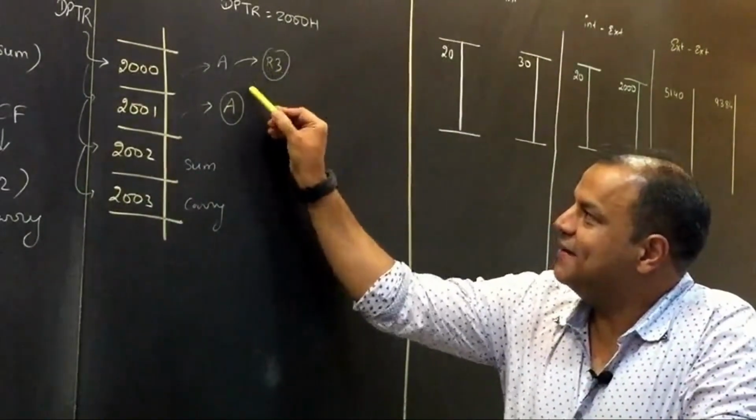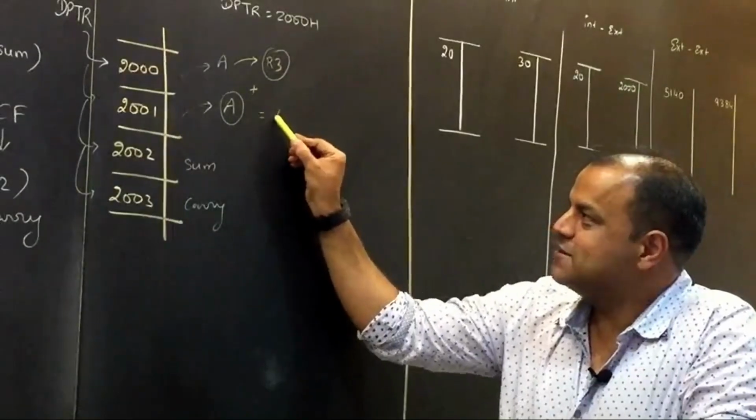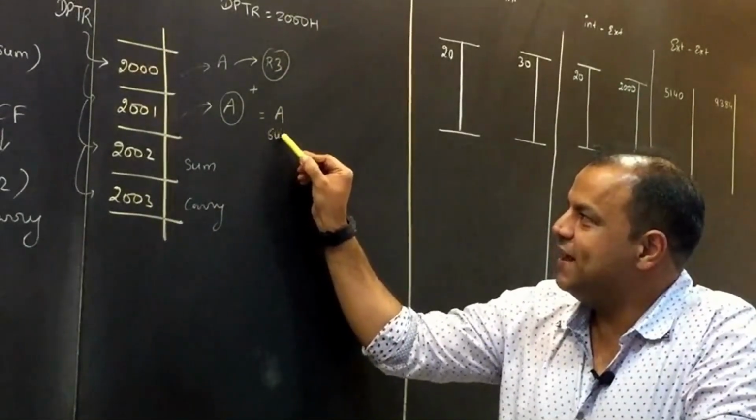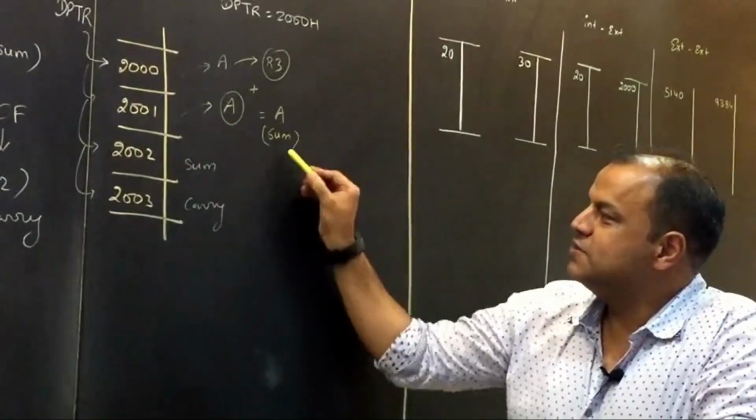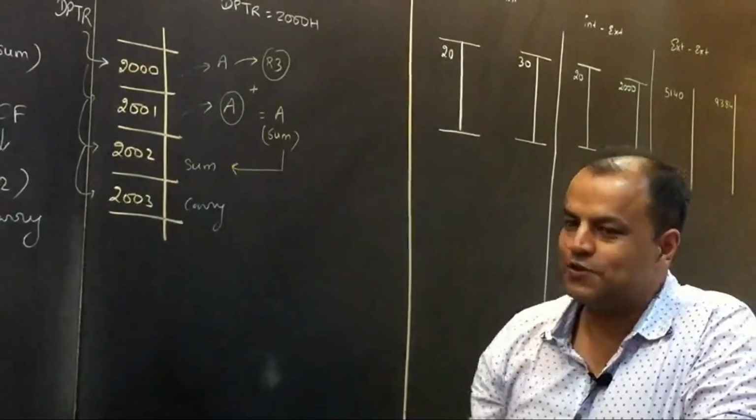Now add A and R3. Answer will come in A. What has come in A? The sum. Store the sum at 2002.